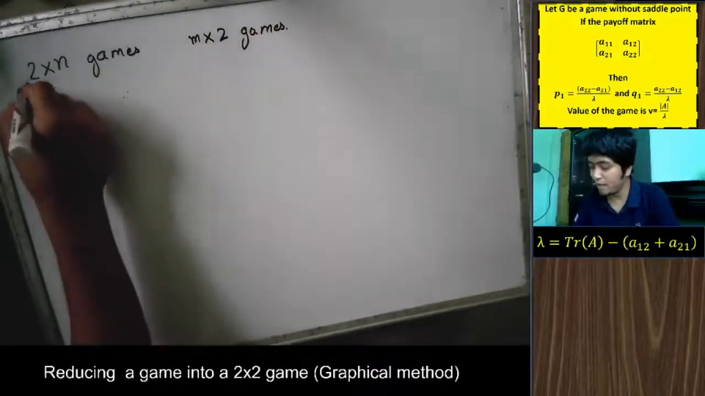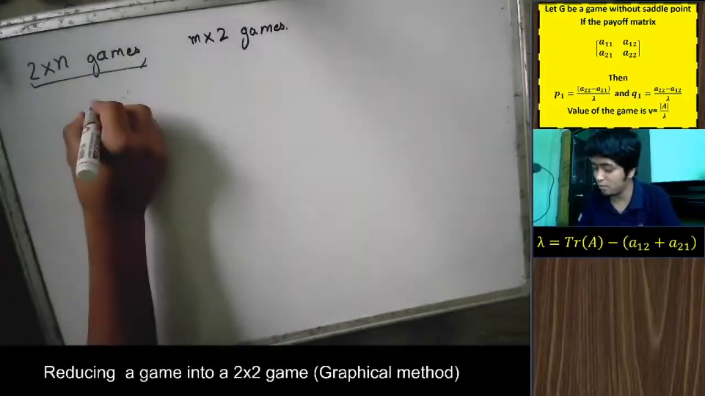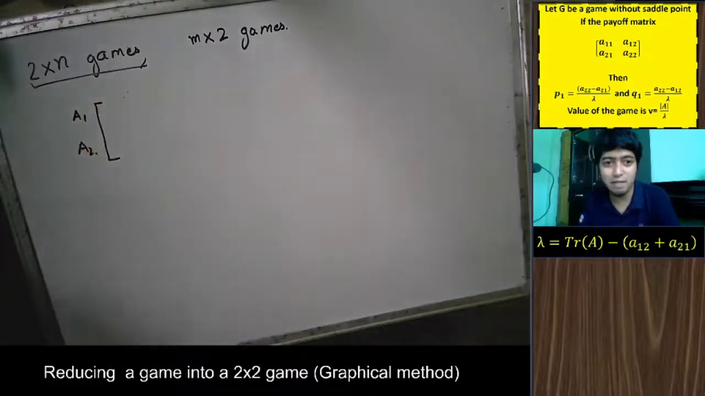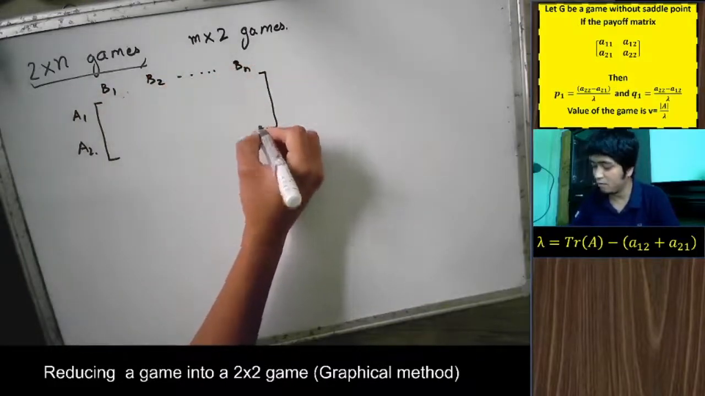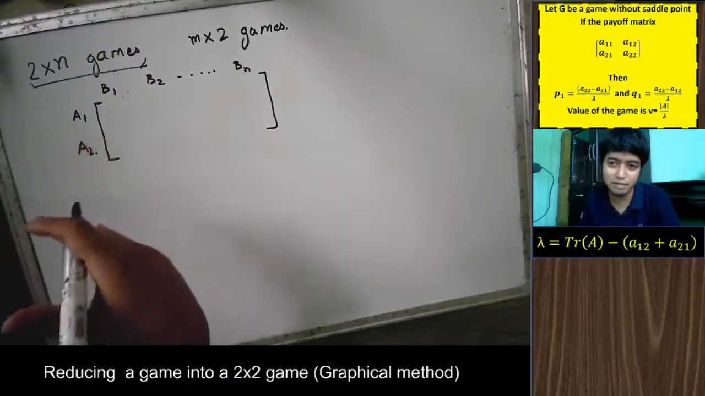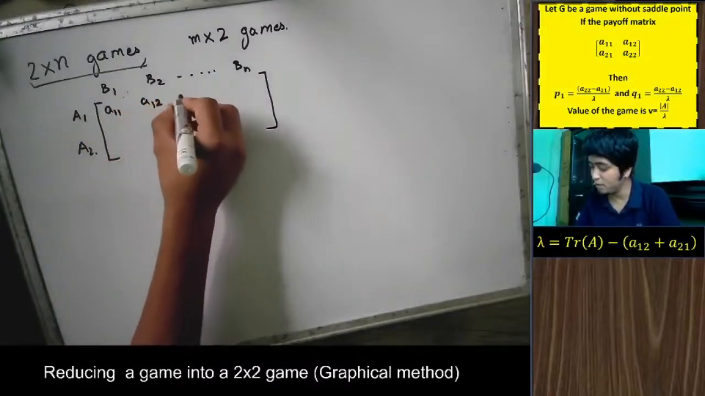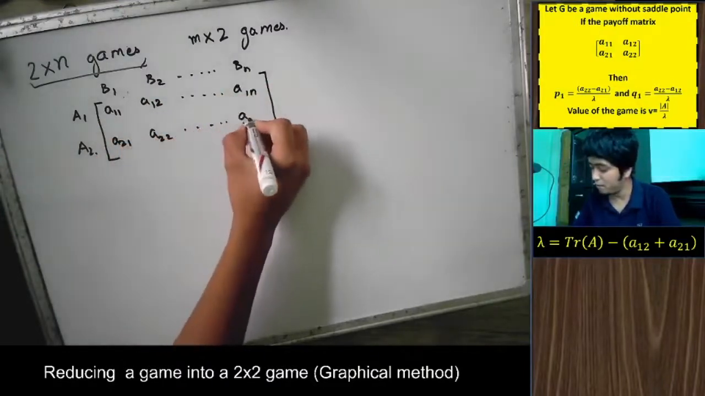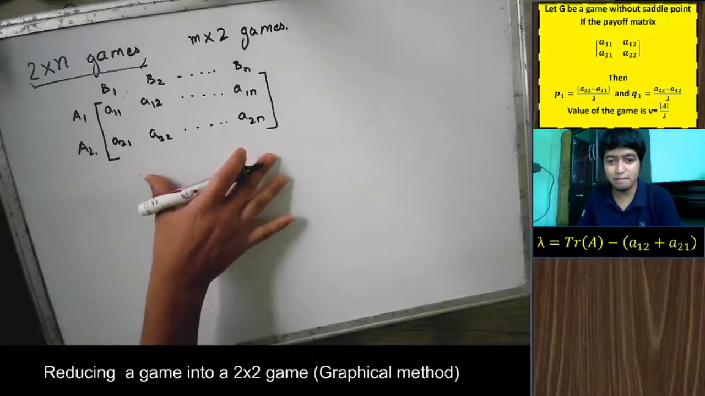So over here what do you mean by 2 by n games? It is very simple. It just means that the payoff matrix is a 2 by n matrix. So you will be having something like this, where player A has two strategies, whereas player B has n strategies, B1, B2 up to Bn. So if you have this kind of a game, we will be using graphical method to solve the game. We will convert it into a 2 by 2 game. So over here we can write the elements as A11, A12 to A1n, and A21, A22 up to A2n. Okay, so this one we are going to do by using graphical method.